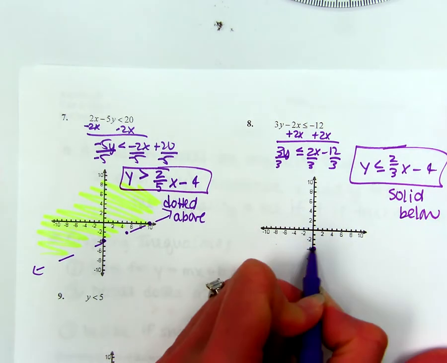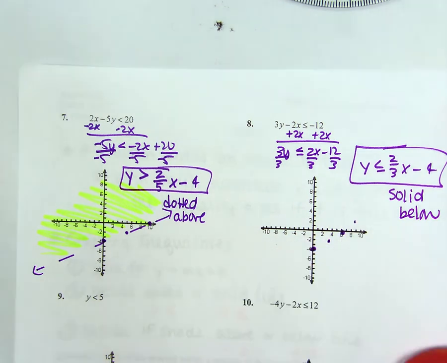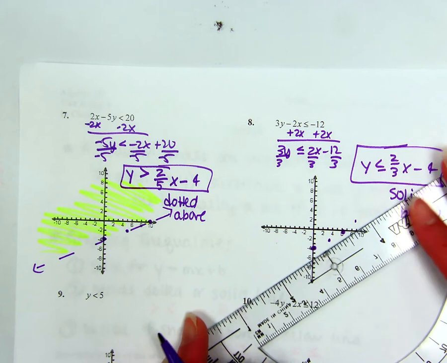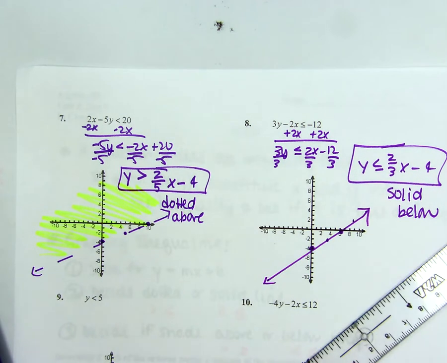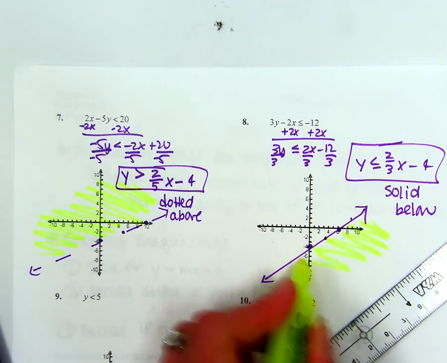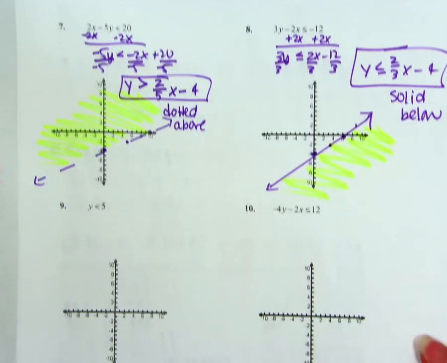So I'm going to go to -4, go up 2/3, and then this time it's a solid line, and I need to shade below. So you can use a highlighter, you can use your pen or pencil, doesn't matter how you want to shade. You can make your graphs look pretty if you want.